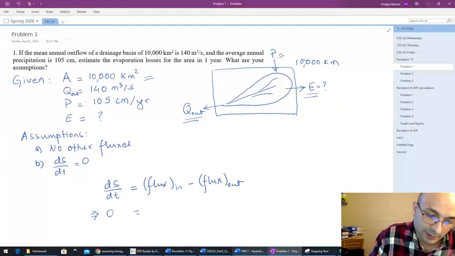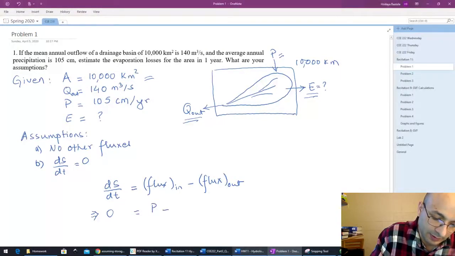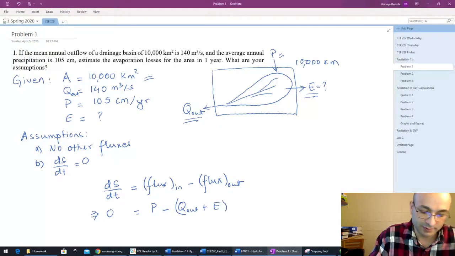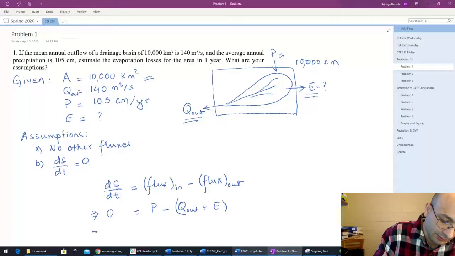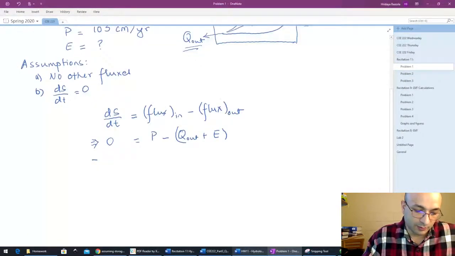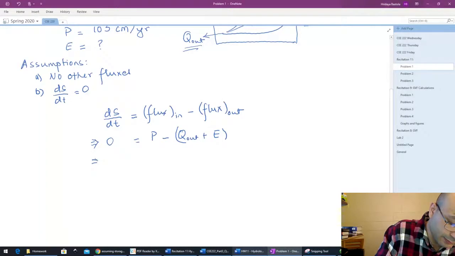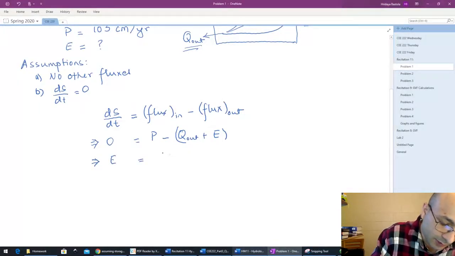The flux into the basin, in this case, is just precipitation, and the fluxes out are discharge out and evaporation. We can rearrange the equation to express it in terms of E. So E equals P minus Q out.